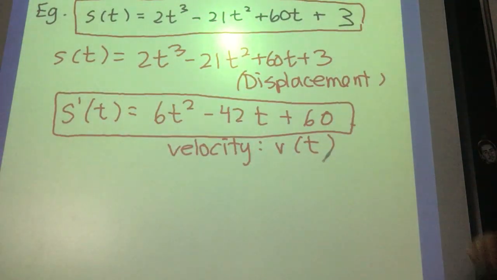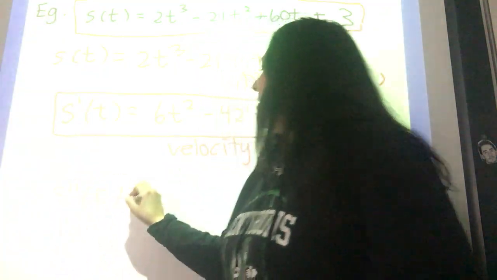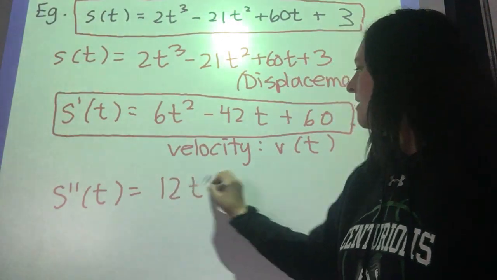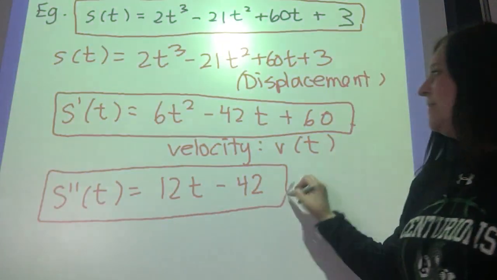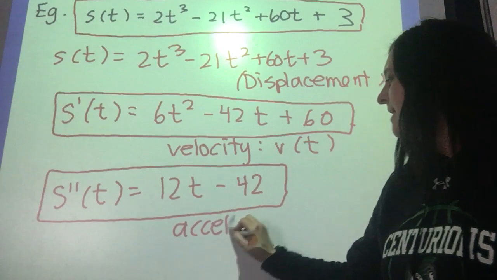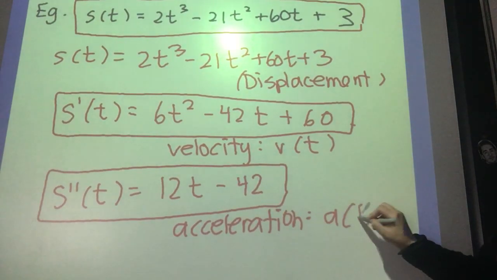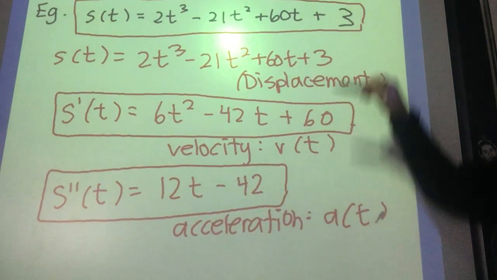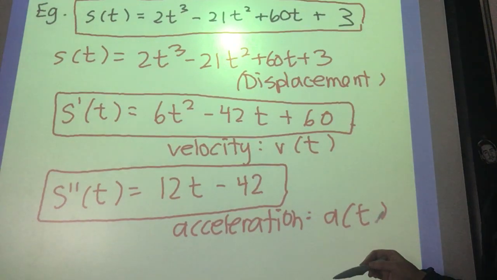Then let's take the derivative of the derivative. We did have a lesson on higher order derivatives. So the second derivative would be 12t minus 42. I told you the derivative work is really easy in this lesson. What does that represent? That represents its acceleration. And you can call it s double prime of t or a of t for acceleration. So you've got your displacement, your position function, your velocity function, your acceleration function.